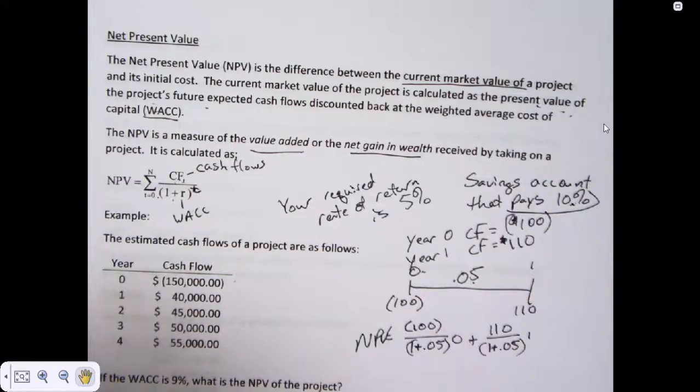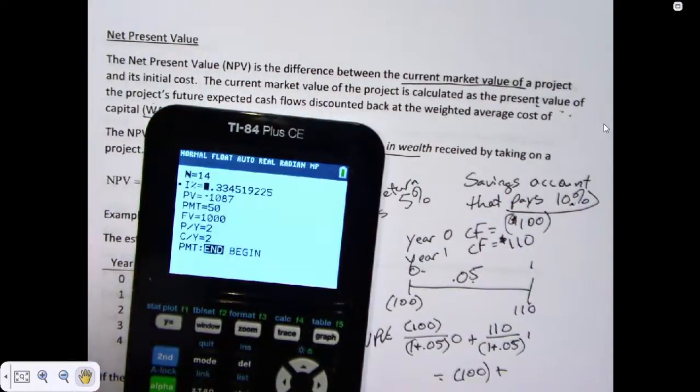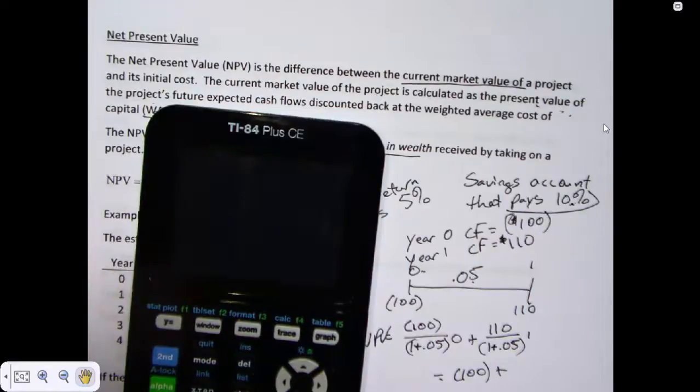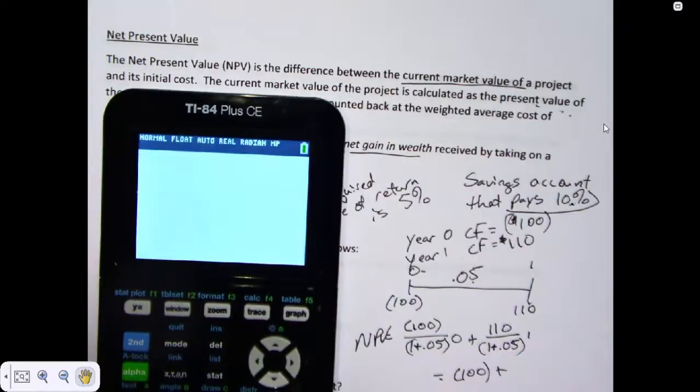Oh, there should be a V there. NPV. So that's going to be equal to, this is equal to 100 because 1.05 raised to the 0 power is 1. So it's negative 100 plus... I'll use the financial or the graphing calculator for this so you can see all the work. I'm going to take 110 divided by 1.05 raised to the first power. Press enter, and I get 104.76.